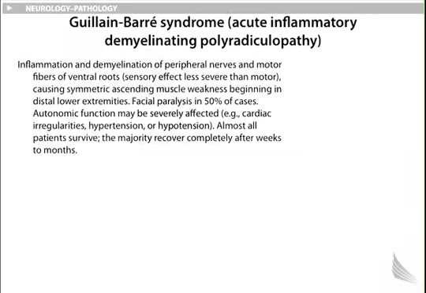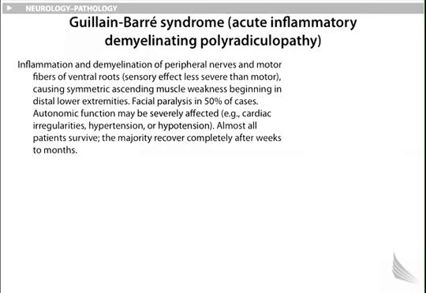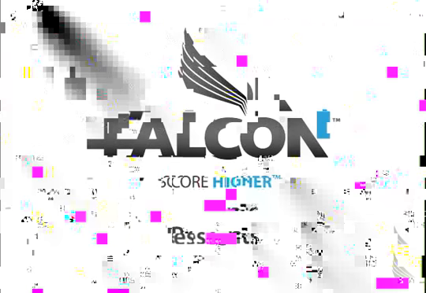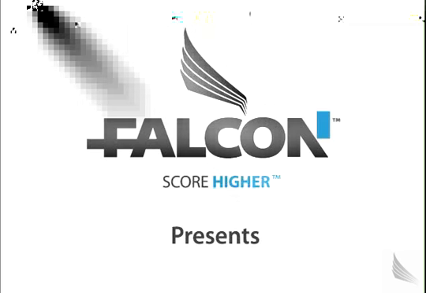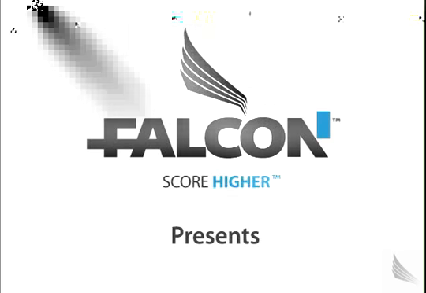Autonomic function may be severely affected, for example, cardiac irregularities, hypertension, and hypotension, and are a major cause of morbidity for these patients. Almost all patients do survive this illness. The majority recover completely after weeks to months. Laboratory findings that are common are an increase in CSF protein with a normal cell count. This is also known as the albuminocytologic dissociation. In addition, when protein levels become very high, this can lead to papilledema.